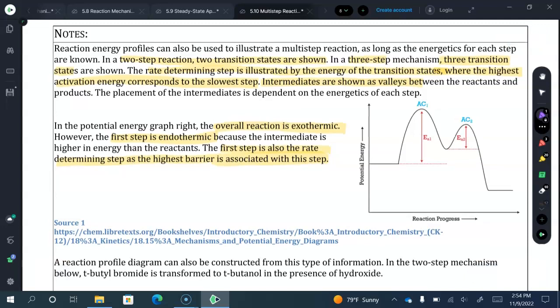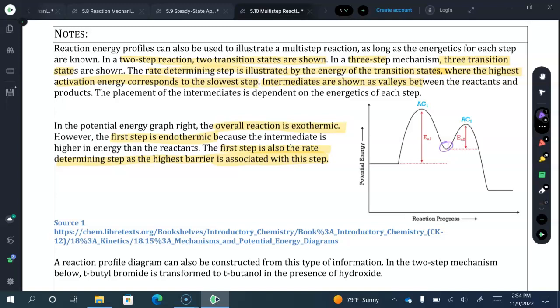So reaction energy profiles can also be used to illustrate a multi-step reaction as long as the energetics for each step are known. In a two-step reaction, two transition states are shown, so that's two hills. And in a three-step mechanism, there are three transition states. The rate-determining step is illustrated by the energy of the transition states, where the highest activation energy corresponds to the slowest step. Intermediates are shown as valleys here, or troughs, if we're talking like some math or wave terms, between the reactants and the products.